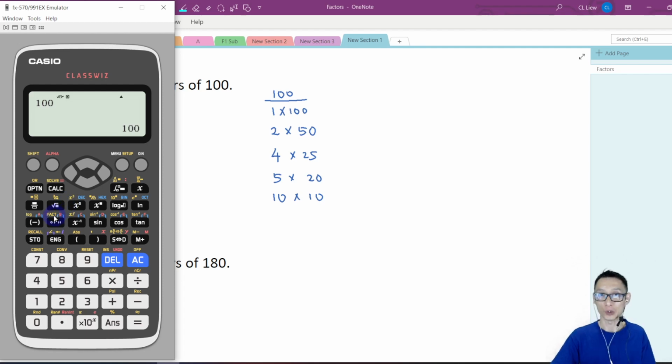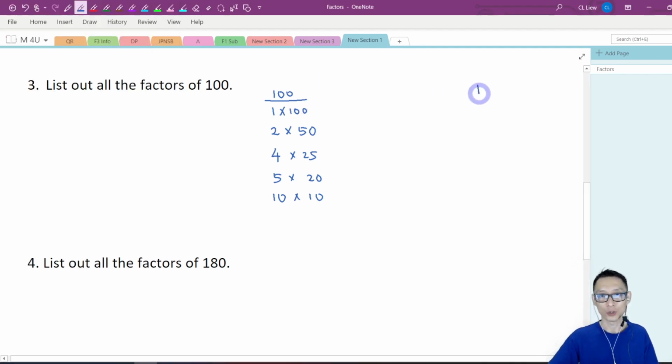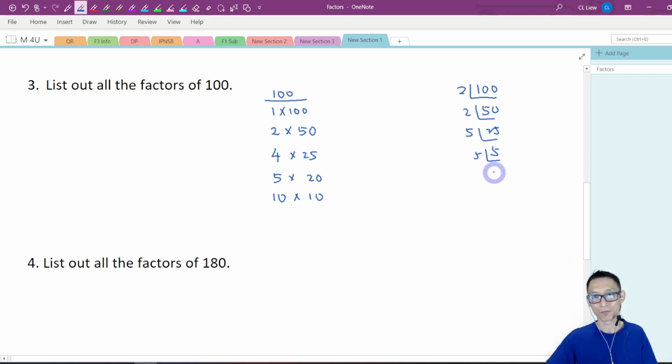If your calculator cannot do so, you also can do it yourself manually. How to do it manually? Since we are doing prime factorization, we always need to use a prime number over here. So divided by 2, 50, 2, 25. Now 25 cannot be divided by 2, so I'm going to use a larger prime number, which is 5. Now I know that 100 is equal to 2 times 2 times 5 times 5.